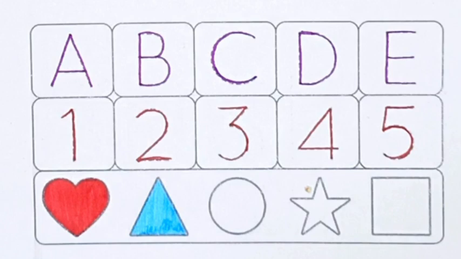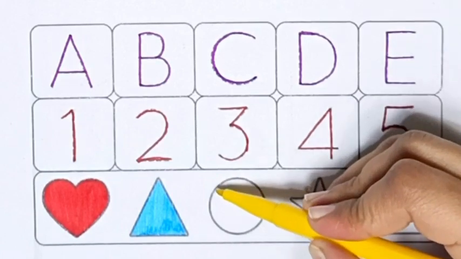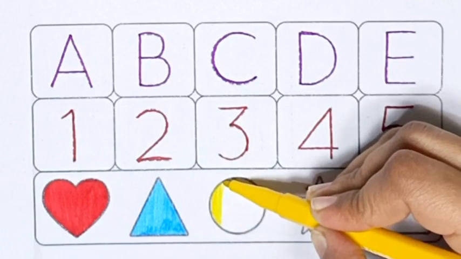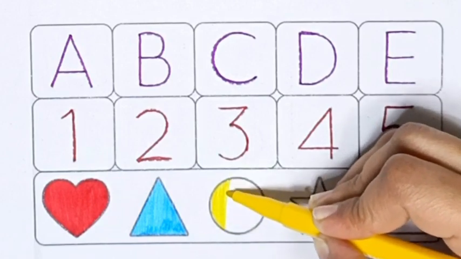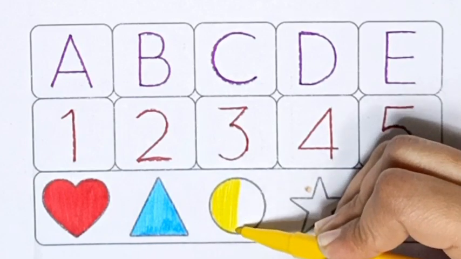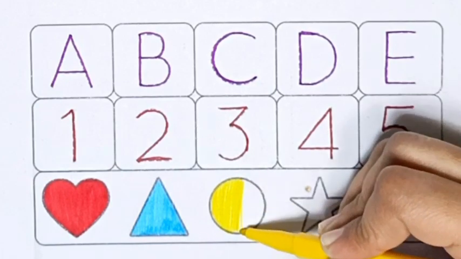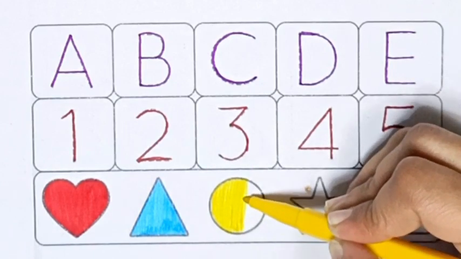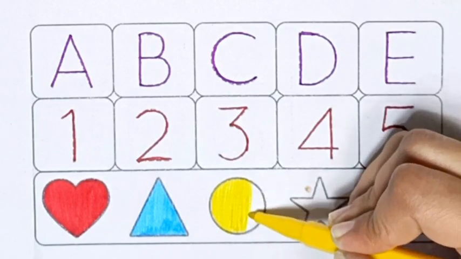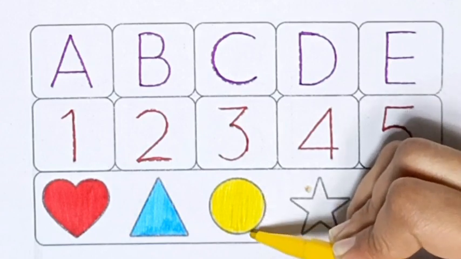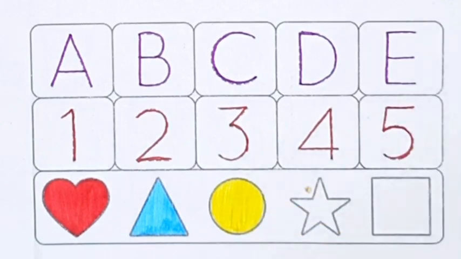Now we color another shape. This shape name is circle. What is the name of this shape? This shape name is circle. What is the color of circle? Yellow color. We are coloring it with yellow color. Shape name is circle. We have completed it.